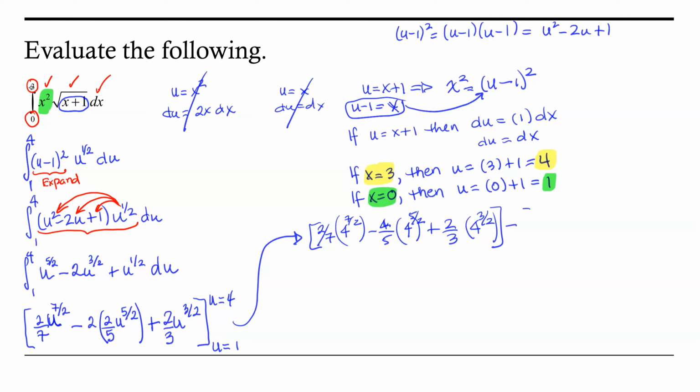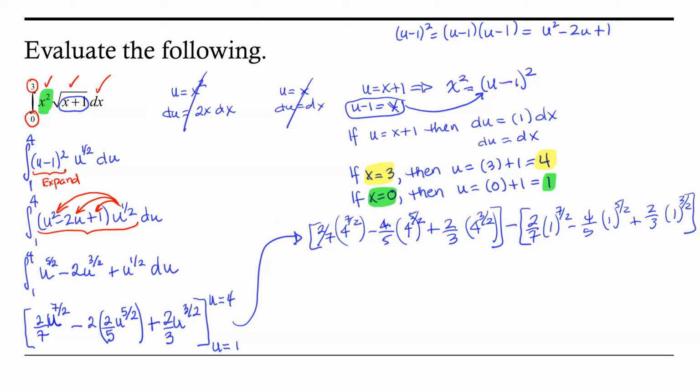minus, now substituting in the 1, our lower limit, 2/7 times 1 to the 7/2 minus 4/5 times 1 to the 5/2 plus 2/3 times 1 to the 3/2.